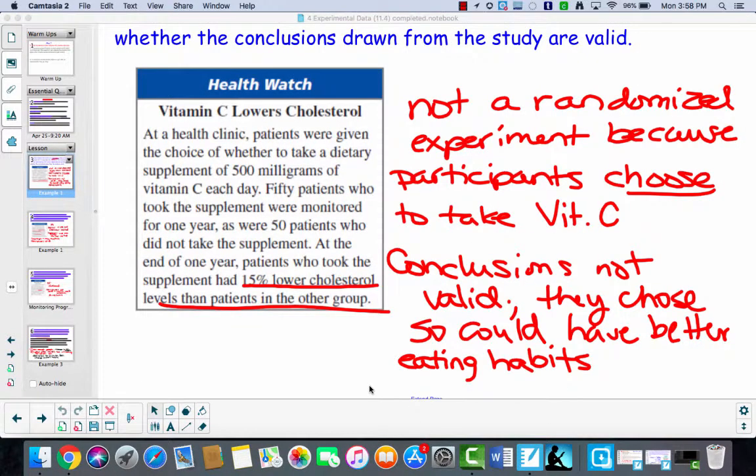It is not a randomized experiment because the participants choose whether or not they take the vitamin. Since they choose, they're not randomly being assigned, and there could be other factors that are influencing why they had the improvement in the cholesterol. Could have had different eating habits, could have been on some other sort of medication. We don't know for sure. We can't say that just taking the vitamin C each day made an impact.